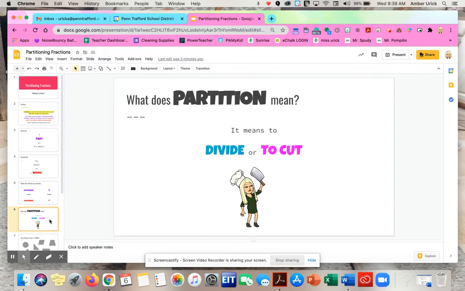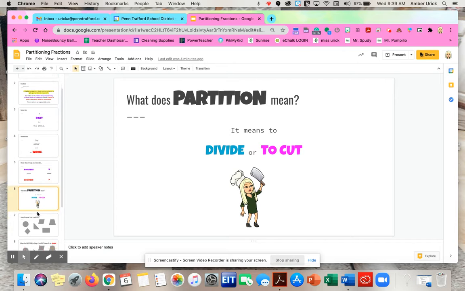So let's go back to that word partition. What does partition mean? Again, it means to divide or to cut. So look at me, I'm going to chop something in half here. I'm going to chop that whole number, or I'm going to divide, cut it, or if you want to use that fancy word, I'm going to partition the whole number. I'm going to divide or cut the whole number, or my fraction in this case.